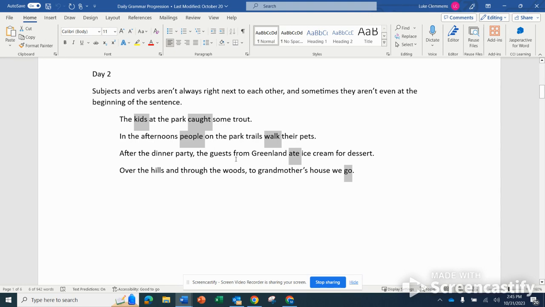After the dinner party, guests from Greenland ate ice cream. So who or what ate? Guests ate. And in the last one, who or what goes? We go. The subject is the second to last word. So keep this in mind: placement within the sentence has nothing to do with what defines the subject. It's all about who or what is doing the action of the main verb.